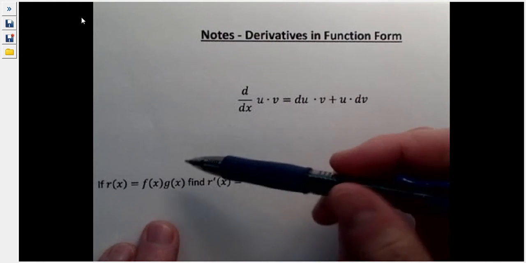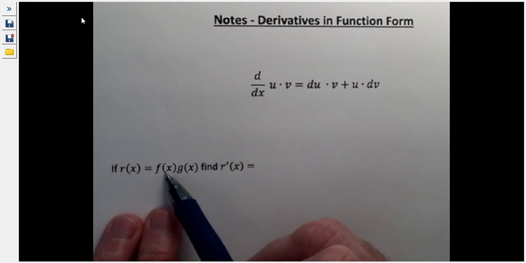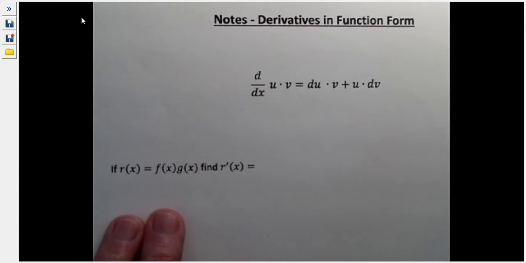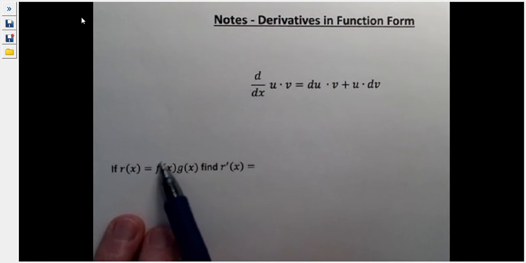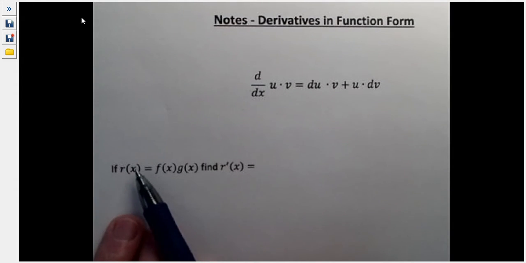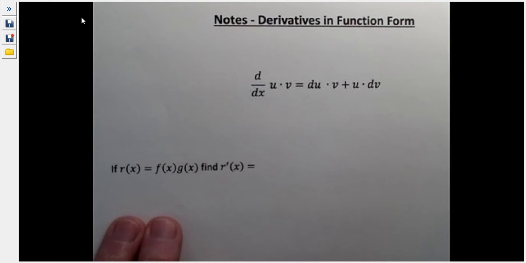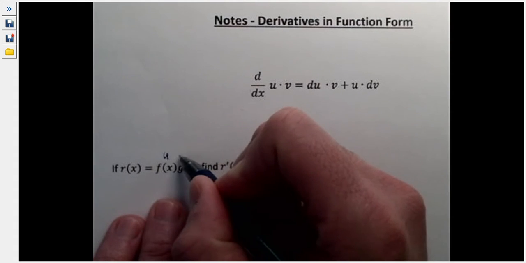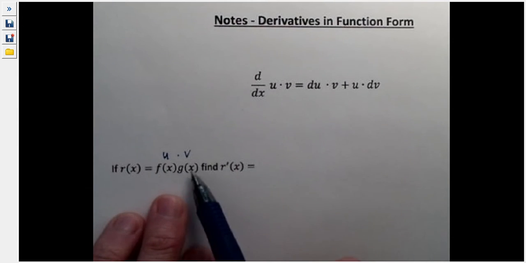But what happens when we deal with something in its function notation? For instance, if we have r of x is equal to f of x g of x, and we want to find r prime of x, we can think of it in the same terms as this. We're basically doing the product rule, but we're doing product rule of them in their function notation. So we're going to find r prime of x by taking the derivative of f of x and g of x. Okay, so think of it just like we've been doing with product rule. This is u times v. Okay, but this time u is f of x and v is g of x.